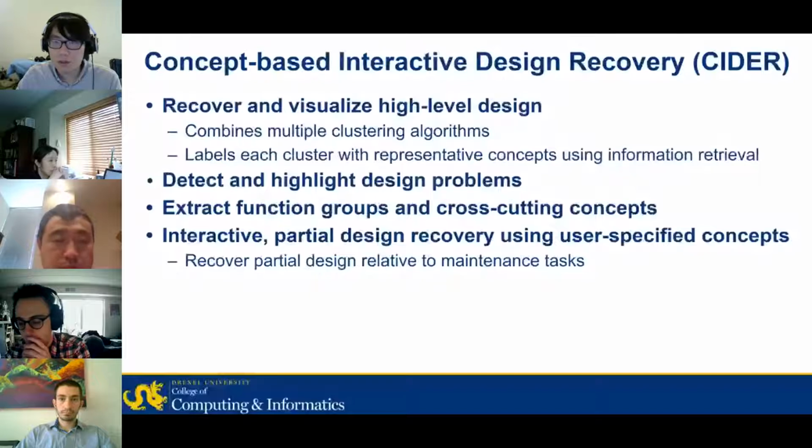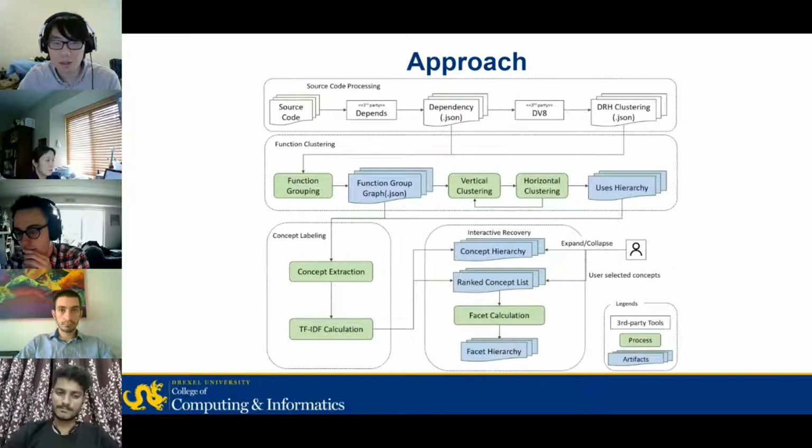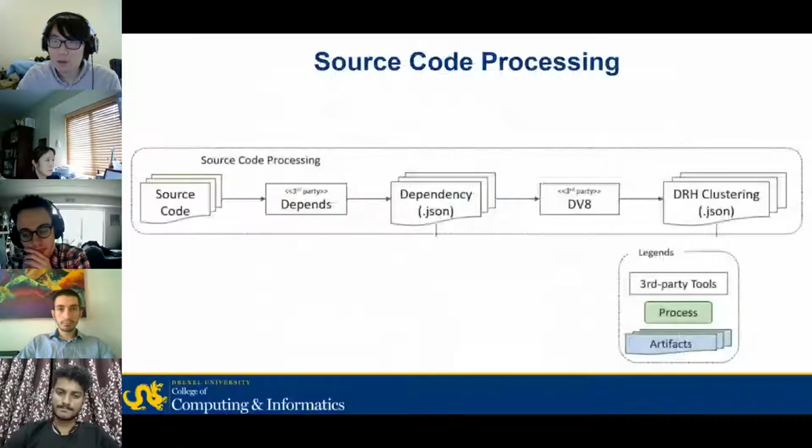This graph shows all the major components of our approach, which are source code processing, function clustering, concept labeling, and interactive recovery. In the source code processing component, we use two third-party tools, Depends and DV8, which process the source code into dependencies and generate a design rule hierarchy, clustering files for the later components.